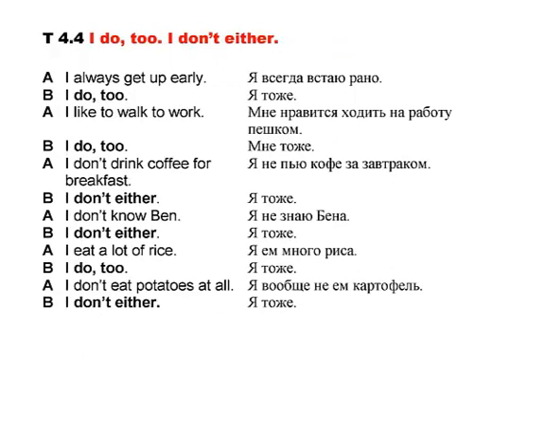I do too. I don't either. Listen. I always get up early. I do too. I like to walk to work. I do too. I don't drink coffee for breakfast. I don't either. I don't know Ben. I don't either. I eat a lot of rice. I do too. I don't eat potatoes at all. I don't either.